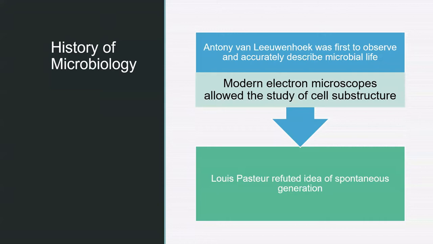Antony von Leeuwenhoek was the first to observe and accurately describe microbial life. He is the first one to really have created a functional microscope and to see cells. And now we have modern electron microscopes that allow the study of cell substructure because we can see so much more with those electron microscopes than we can with the simple light ones.